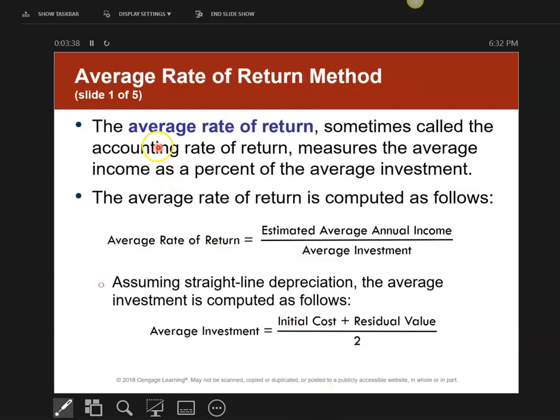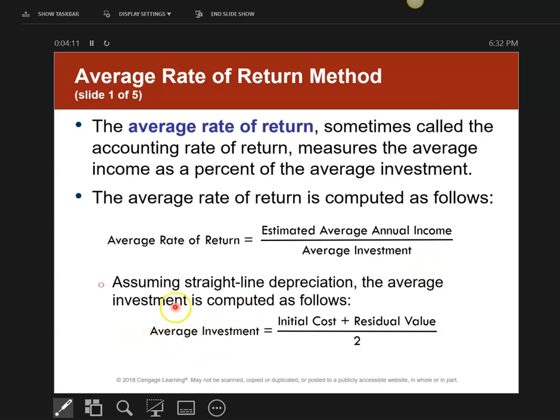The first one we're going to look at is called average rate of return. It's also called the accounting rate of return. Here's my formula. The average rate of return is the estimated average annual income, and we'll talk about average in a minute, divided by the average investment. The estimated average annual income is how much I anticipate getting from income each year on average, divided by the average investment.